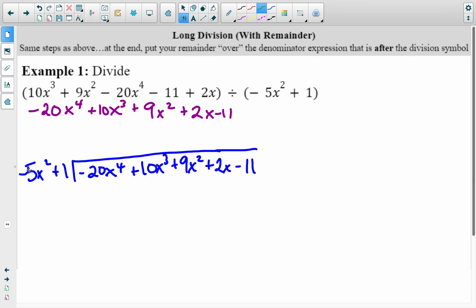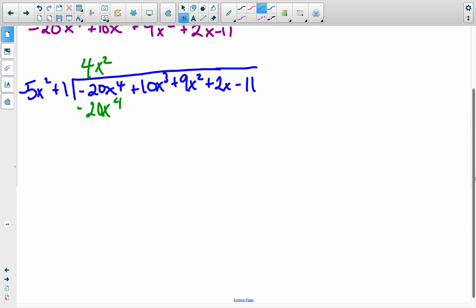What can we multiply negative 5x squared by to get negative 20x to the fourth? We want to multiply by a positive 4x squared, right? Negative 20x to the fourth, and then multiply the 1 by that. This is where we want to be careful when we're lining up. So 1 times 4x squared is going to give us 4x squared. I'm going to leave a little space, and I'm going to write that 4x squared right here. That's a plus sign.